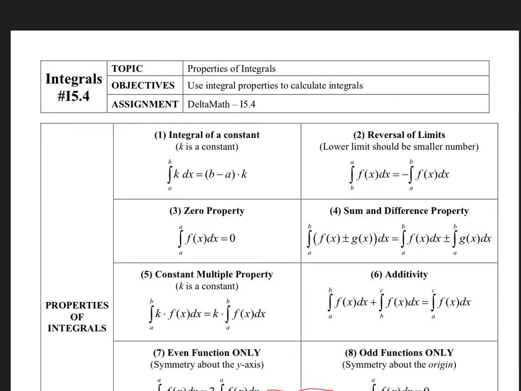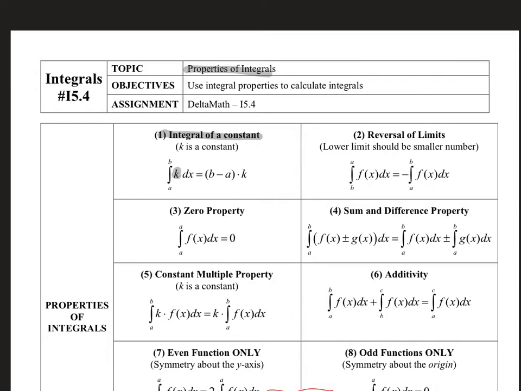Section 5.4 is about properties of integrals, and I have them listed here, but we'll go through each one briefly. The first one, integral of a constant, you already know this one. If your integrand, this k, is a constant value, like a 2 or 12 or a negative 68, then you can just apply this property. We learned that this just creates a rectangle when it's graphed. If you do b minus a, that will give you the width of the rectangle, and the k gives you the height, so it's your base times your height, just the area of a rectangle.